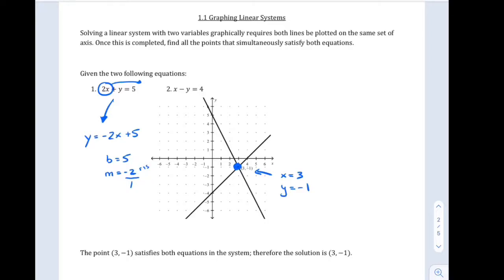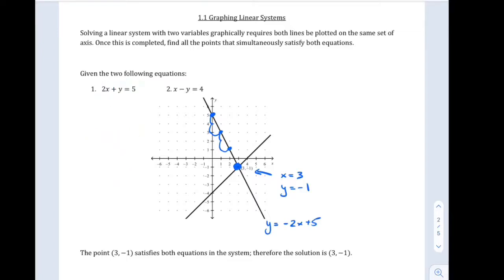So the y-intercept is 5. If I look, y-intercept 5, that's right here. And the slope is -2, or -2/1. That means I'm going to rise -2, go down 2, and run 1. Go down 2, and run 1. And that's where that line comes from, that line that's decreasing from left to right. So this line here is technically y is equal to -2x plus 5. That's the first one.